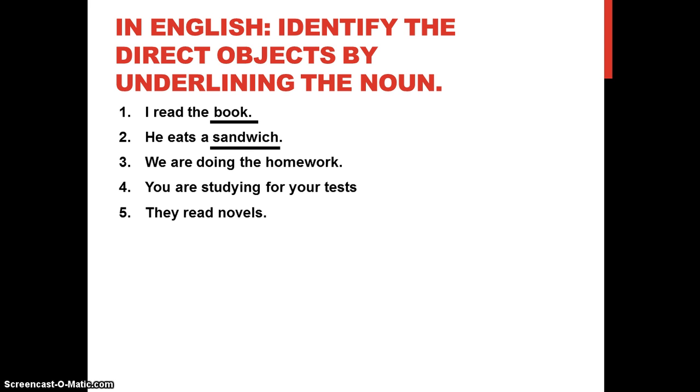We are doing the homework. Our direct object is the homework. What are we doing? The homework. Number 4, you're studying for your test. What are you studying for? Your test. And then finally, they read the novels. What do they read? Novels. Notice those are the items that are receiving the action.